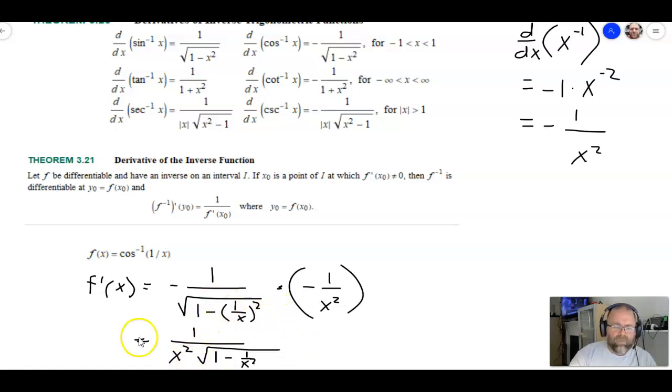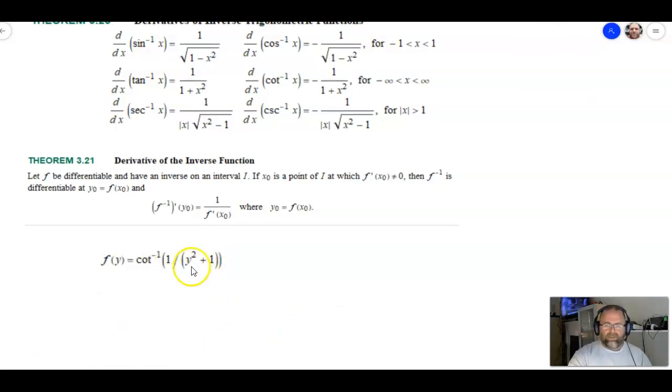All right, so let's take a look at another example. All right, so here's the next one here. It's the inverse cotangent of 1 over y squared plus 1. So why don't you take a second, try to set that up, see how far you can get. Remember, we're going to need to use the chain rule again, and we'll unpause it when you're ready for the solution.